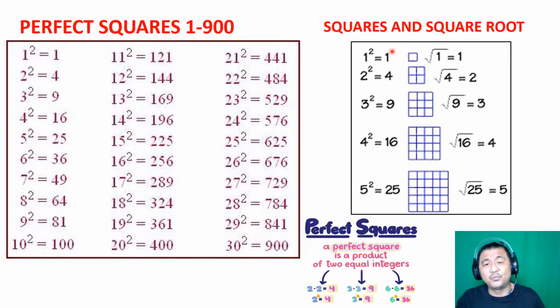And if you do the 1 by 1, you get a 1. 2 by 2 is a 4. 3 by 3 is a 9. 4 by 4 is a 16. And 5 by 5 is a 25. So 25 is a square number, right? Because you can make a square out of 25 little squares. And remember, for perfect square, it should be a product of equal integers, okay? It should be integers, no fraction, no decimals.